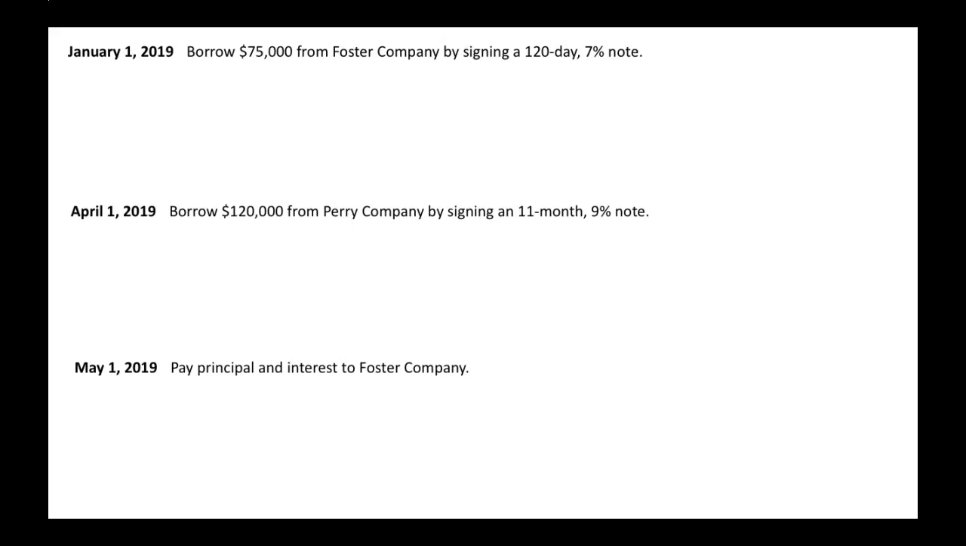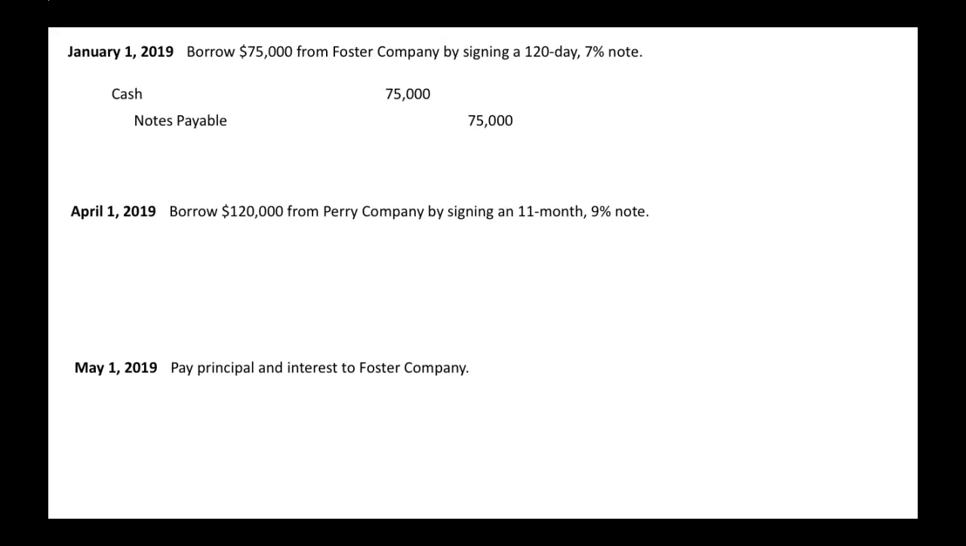Here on January 1st, how do we record this? Well, we are getting cash, so we want to debit our cash. And we want to credit notes payable because we owe this money in the future. And for how much? $75,000. So here on January 1st, the 120 days and the 7% don't matter. That's going to come into play later on when we start dealing with interest and when we have to pay back Foster Company.